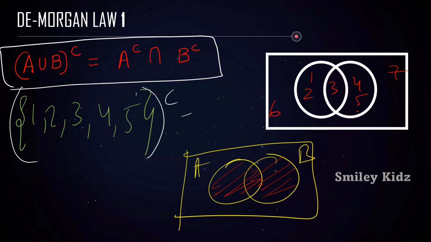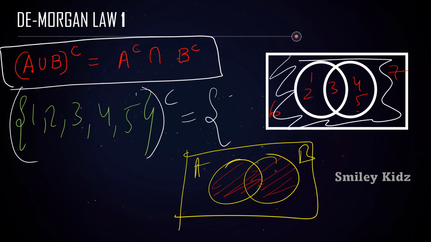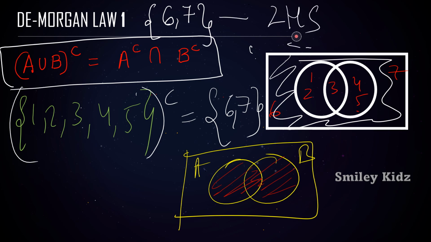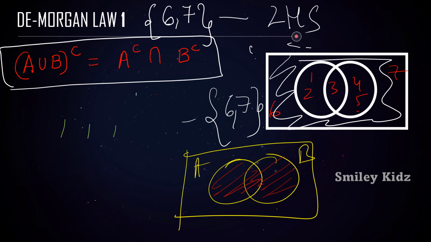The complement of this will be all the leftover region that is there, which will include 6, 7. Now, this is my LHS, which I am simply going to note down over here: 6, 7. This is my LHS. And I'll verify the RHS. Let's visualize them again. Alright.